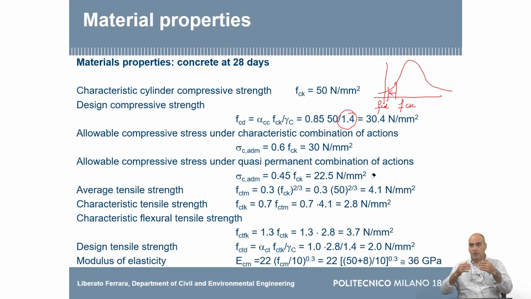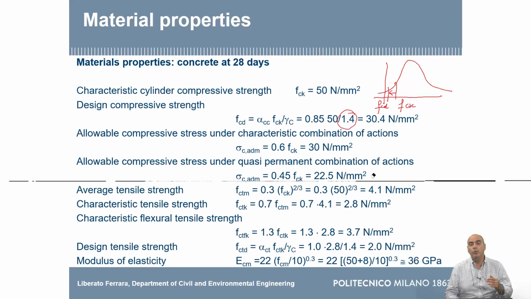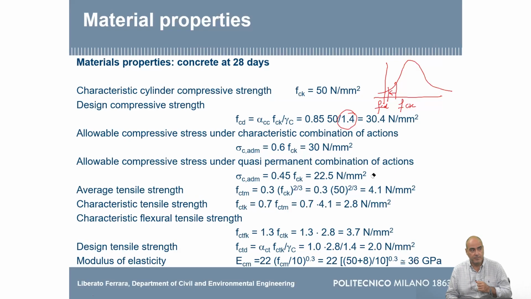If you go beyond this stress limit, the creep part starts growing more than proportional to the elastic. So we want to keep the stress low so that we also control the growth of the creep strains. We control the growth of the creep phenomenon. This limit has experimentally been identified at 0.45, 45% of the compressive strength.